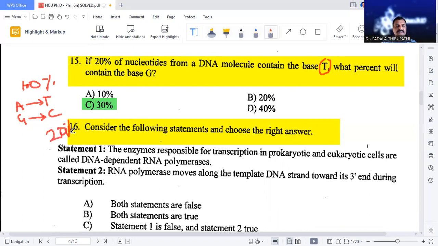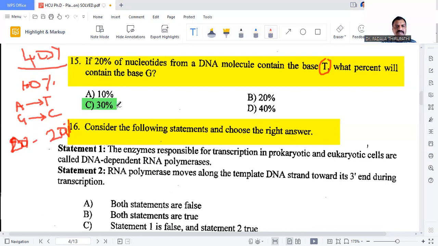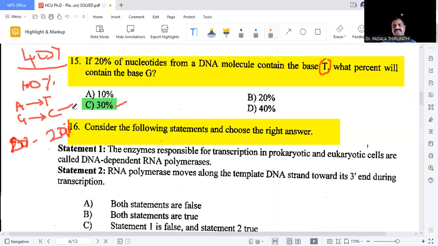Okay, T is 20%. At the same time, A is also definitely 20%. So 20 plus 20, 40% is over. Then remaining 100 minus 40%, so G is 30% and C is also 30%.